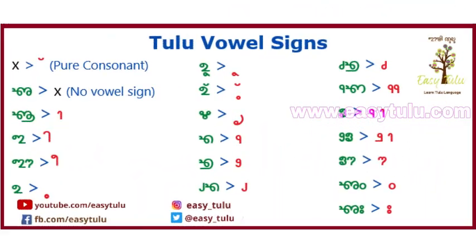When we use a consonant sound with any vowel sound, we have to add a symbol or sign representing that vowel sound to the consonant letter instead of using full vowel letters. You can see all the vowel signs in the screen. Now let us add these vowel signs to the consonant ka one by one.